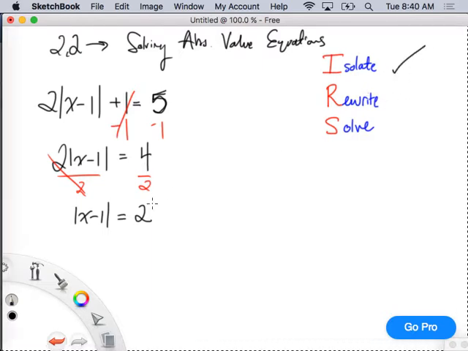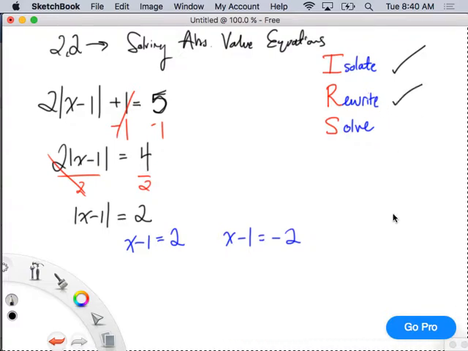So now I go on to the rewrite step. In order to rewrite, first I drop the absolute value, so it's x minus 1 equals 2. And then I rewrite as a second equation, x minus 1 equals what, class? Negative 2. Very good. And once I've done that, I've completed the rewrite step. So that was fast. Okay.